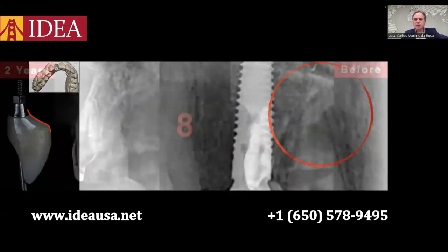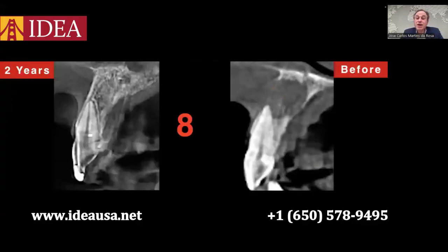So this is the post-op, the follow-up after 2 years. This is number 8, before and after. Look at the bone repair at the apex. That's incredible, but that's true. That's our life when we use autogenous bone graft from the maxillary tuberosity.